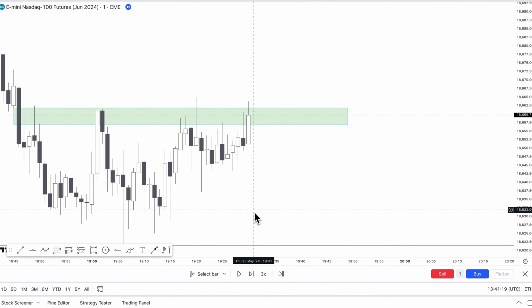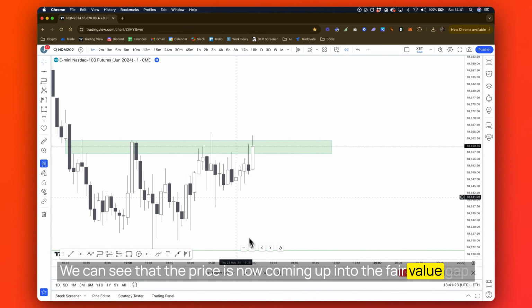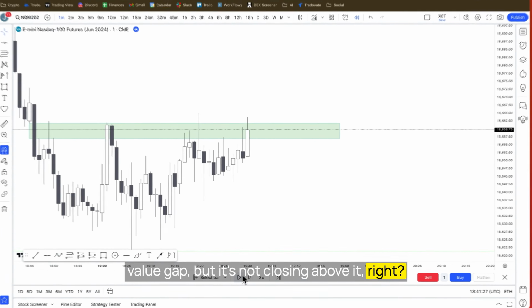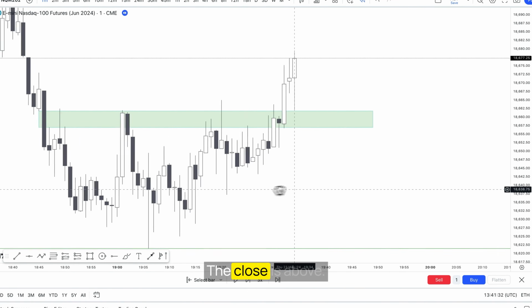Okay, now, right here we can see that the price is now coming up into the fair value gap. You can see it's wicked into the fair value gap, but it's not closing above it, right? We want to see a close above. There we go. The close is above.